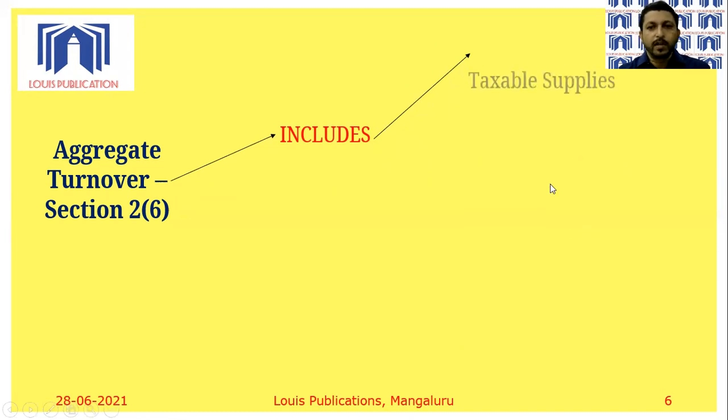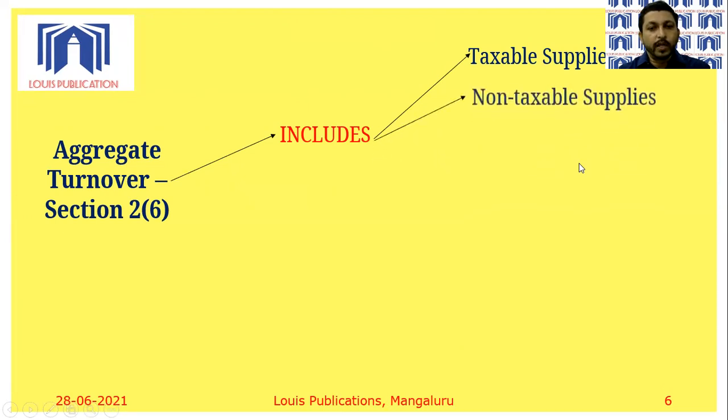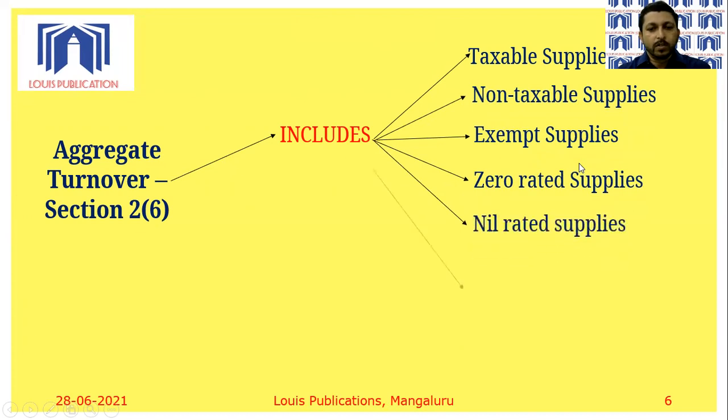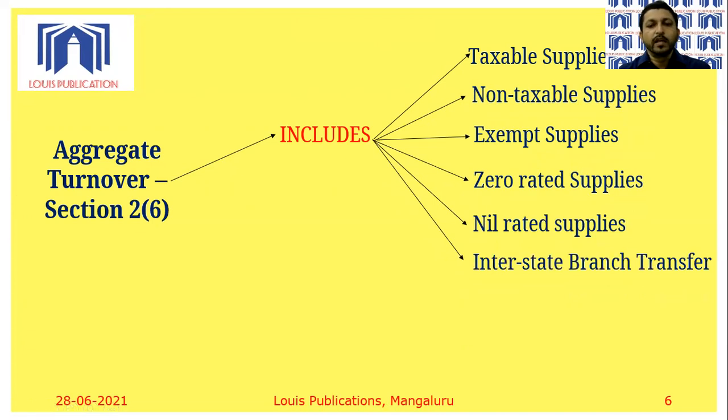First, very, very important is taxable supplies. Definitely taxable supplies will be included in aggregate turnover. Next, we have non-taxable supplies. Next, we have exempt supplies. Then we have zero rated supplies. Then we have nil rated supplies. Also, we have interstate branch transfer. So these are the points which are included in the aggregate turnover. Aggregate means total turnover for the year.